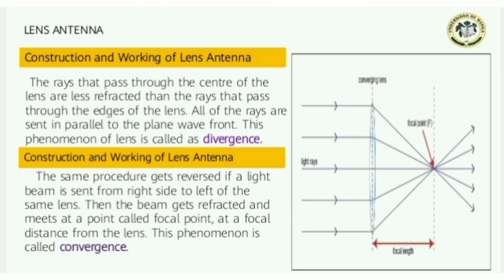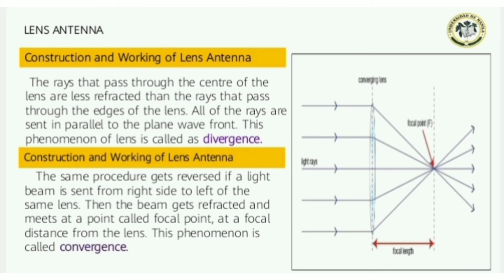Construction and working of lens antenna. If a light source is assumed to be present at the focal point of a lens, at a focal distance from the lens, then the rays that pass through the lens are collimated, or parallel rays in a plane wavefront. The rays that pass through the center of the lens are less refracted than the rays that pass through the edges of the lens. All of the rays are sent in parallel in the plane wavefront. This is called divergence.